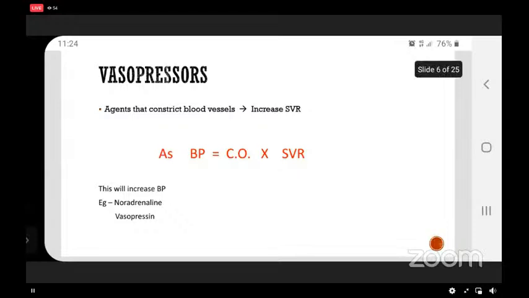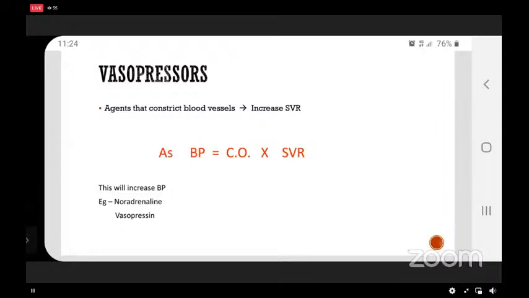So how are vasopressors going to help you in control of blood pressure? They will increase the systemic vascular resistance. If you go back to our formula again, the blood pressure is a product of cardiac output and systemic vascular resistance. So systemic vascular resistance can be increased by vasopressors by squeezing of the blood vessels, or reducing the caliber of the blood vessels, or in simple terms, by the constriction of the blood vessels.